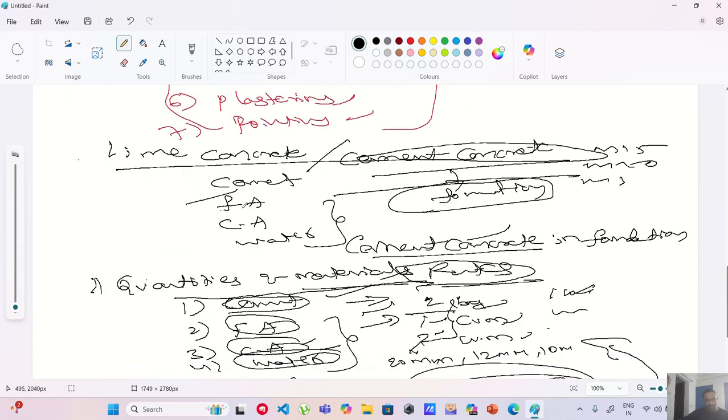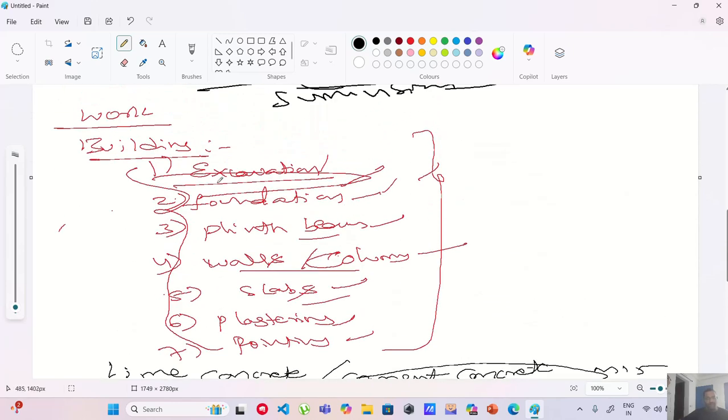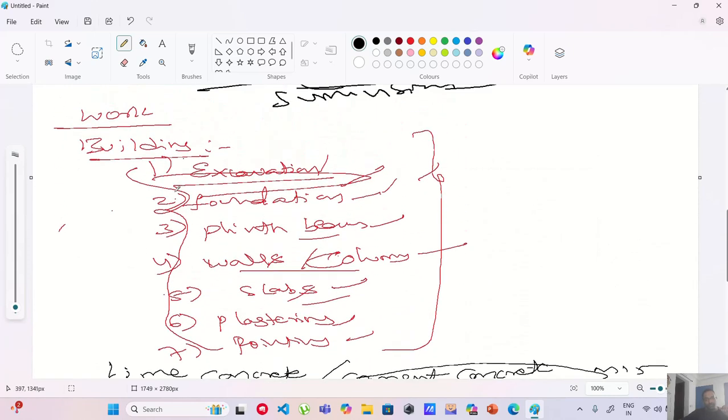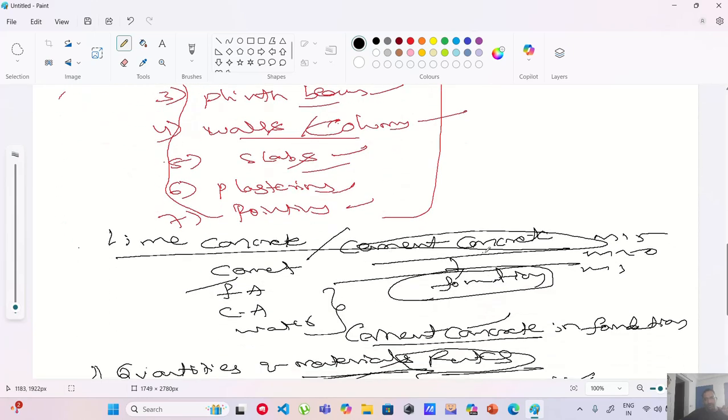See, the first point is very easy. Work we know, these are the different items of work. Excavation we know, foundation we know. For example, if I take the foundation level cement concrete, we have to do it using M15 grade cement concrete in foundation with 20 mm aggregate.